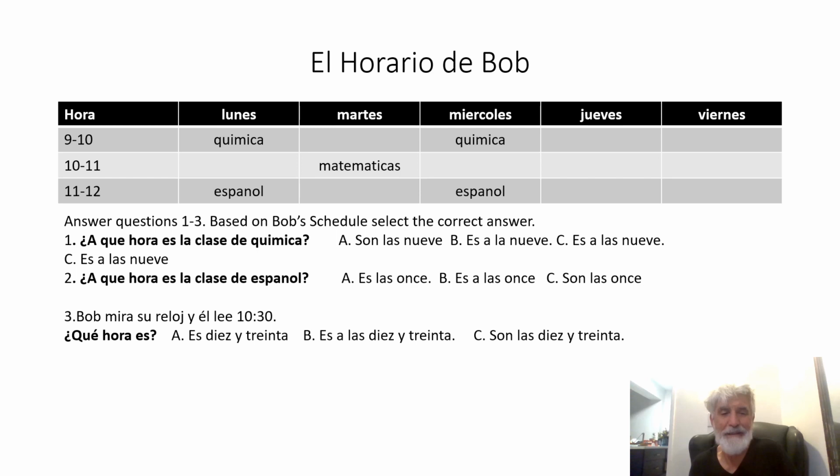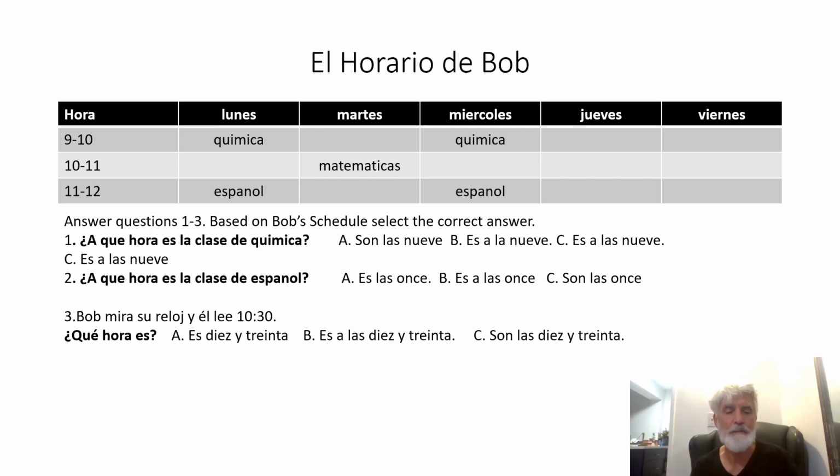The answer is C, es a las 9. It is at 9 o'clock. The only way I can say 9 o'clock is las 9. I have to have the plural feminine definite article las 9. And it is es. At is a. I have to answer back, it is at 9 o'clock. C has all the correct ingredients.